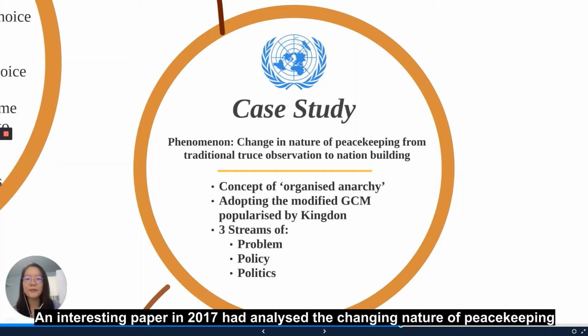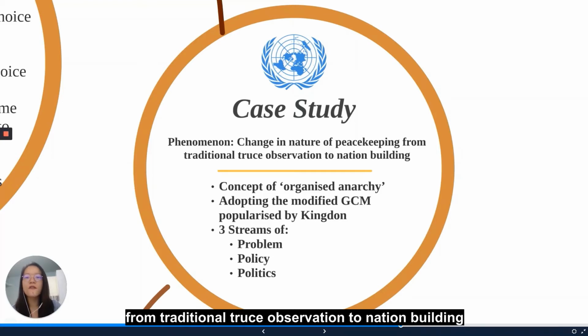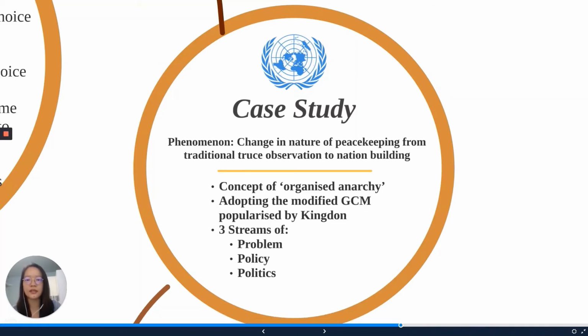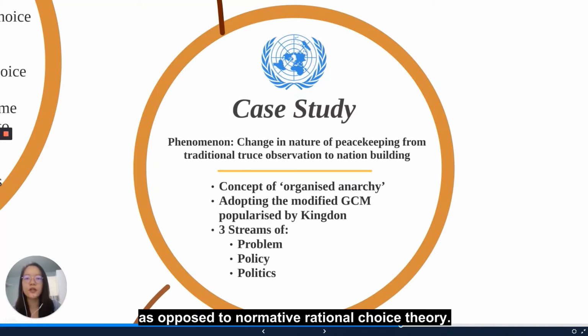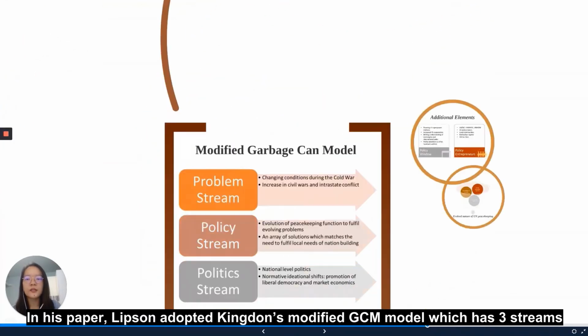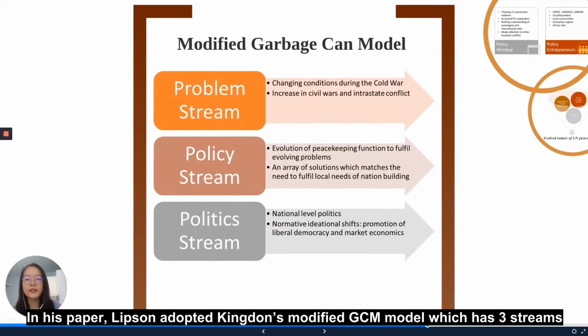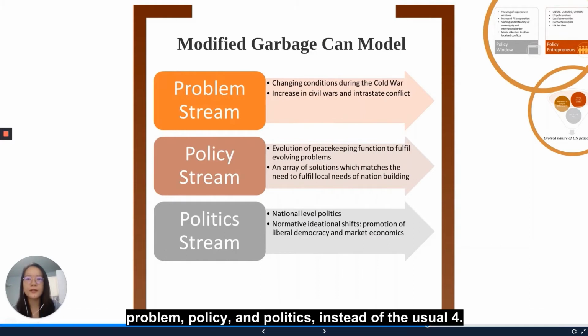An interesting paper in 2017 had analyzed the changing nature of peacekeeping from traditional truce observation to nation building as a decision which exemplified the GCM decision making, as opposed to normative rational choice theory. In his paper, Lipson adopted Kingdon's modified GCM model, which has three streams: problem, policy, and politics, instead of the usual four.